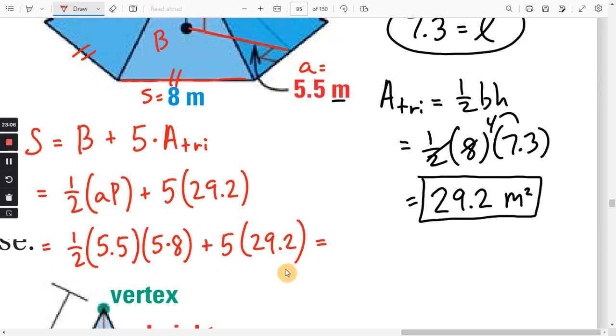And let's see. You can do 1/2 if you know how to do fractions, or you can do 0.5. All right, 1/2 times 5.5 times 5 times 8 plus 5 times 29.2, and I get 256. Once again, all the units were in meters, so the units on an area are going to be meters squared.